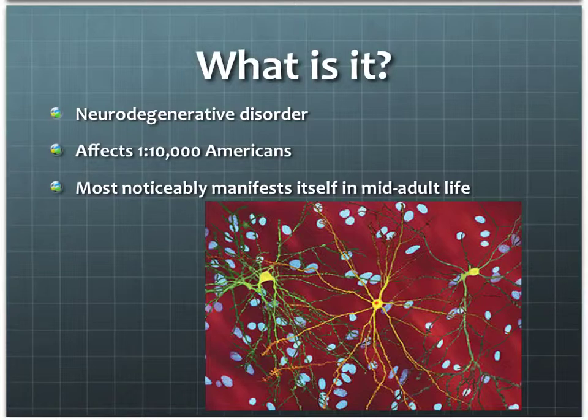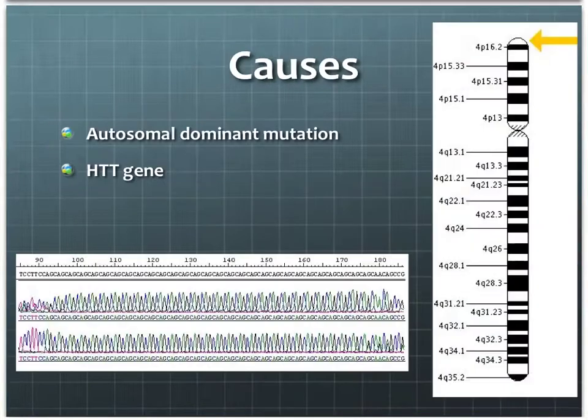Additionally, the average lifespan of a human after being diagnosed with Huntington's disease ranges from about 10 to 20 years. There's only one known cause to Huntington's disease, and that's an autosomal dominant mutation on the short arm of chromosome 4. The gene impacted by this mutation is the HTT gene, which is responsible for the production of the Huntington protein. The exact function of this protein is unknown, although it is suspected to share a correlation with nerve cell function.